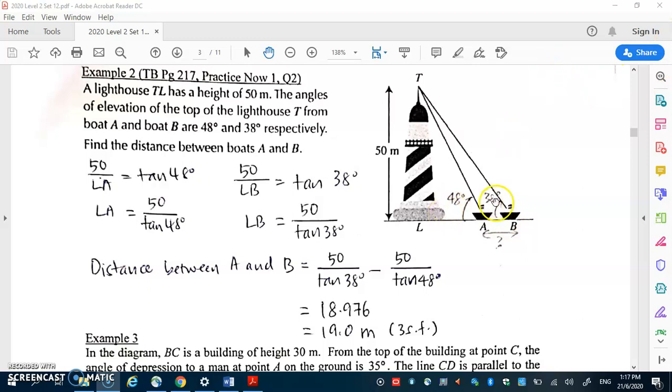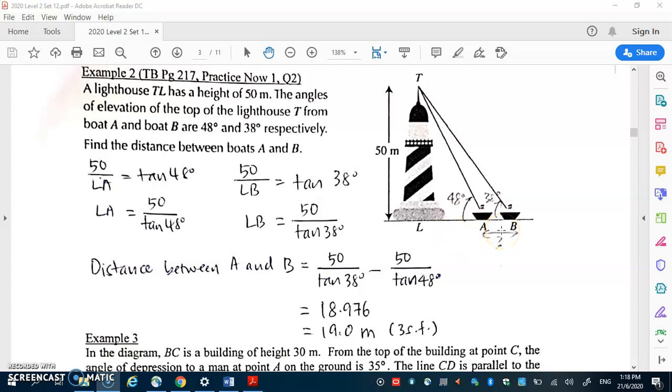So once you know the position of the two angles, you already know that the height of the lighthouse is 50 meters, and now your idea is to find the distance between the two boats, okay, which is basically the length AB. So what can you do? You can see that there are two right angle triangles formed, TLA and TLB, okay. These are the two right angle triangles formed. You know the opposite side, 50, you know the angle, and you just need to find LA and LB so that you can find the difference and find side AB.